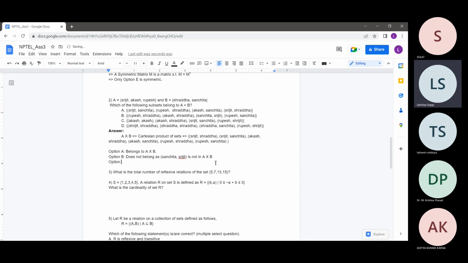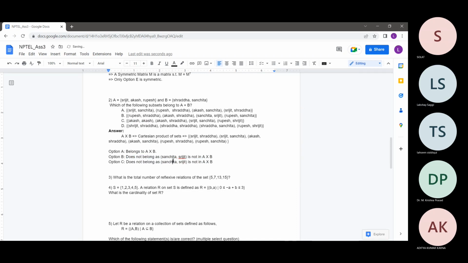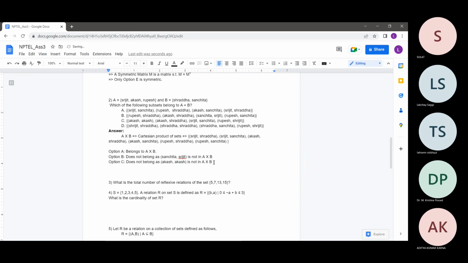So option C, we'll just see the other options also, so that we have a bit more practice about this. In option C, the first option only, Akash, Akash. I don't see any Akash, Akash here. It's just one Akash, Shraddha, one Akash, Sanchita, no Akash, Akash. So option C does not belong, as Akash, Akash is not in A cross B.